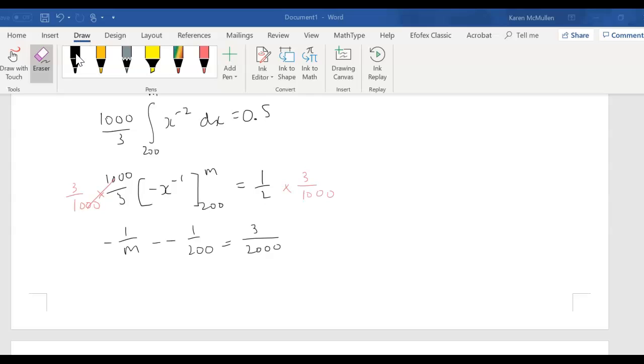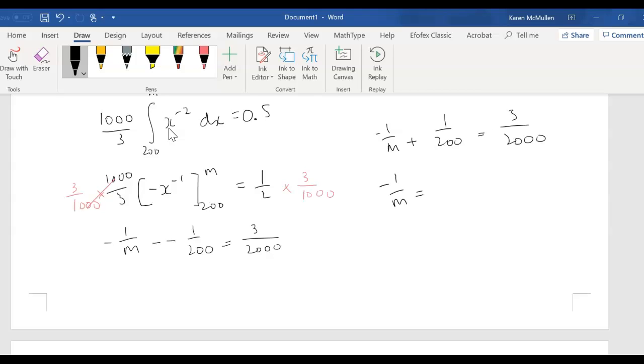All right, sorry, I had to delete a bit. So if it was a bit weird for you there, it's because I've just deleted a few things. So let's tidy it up a little bit. Just make sure everything's right. Okay, so we've got -1 on m is equal to 3 on 2,000 minus 1 on 200.